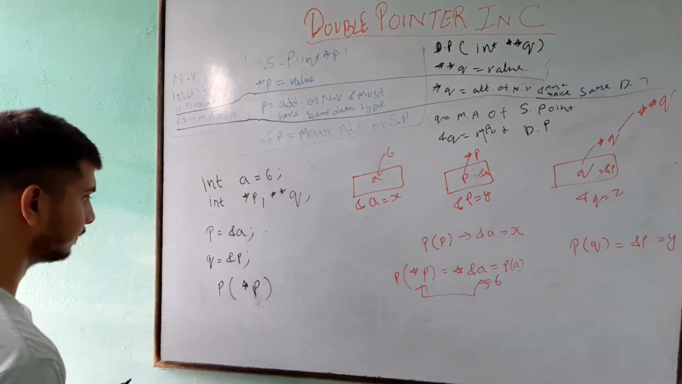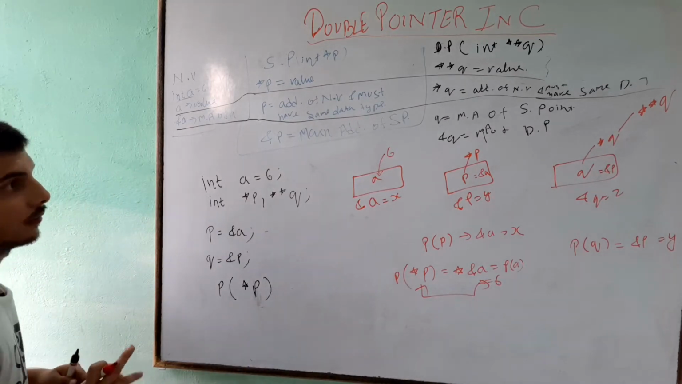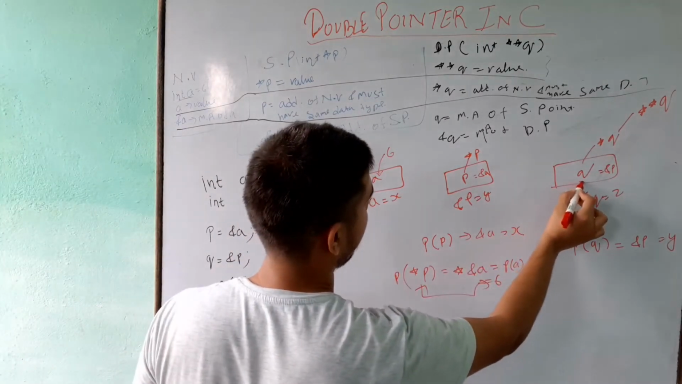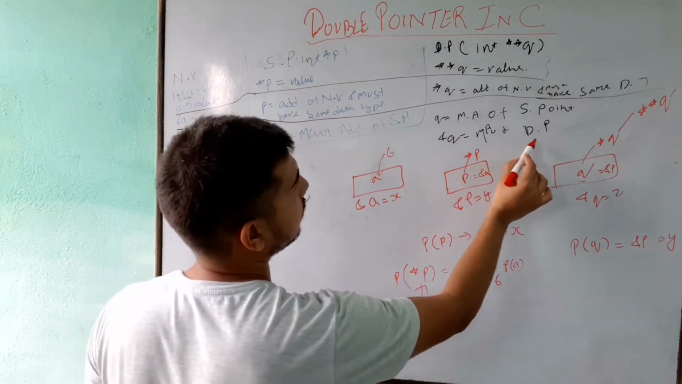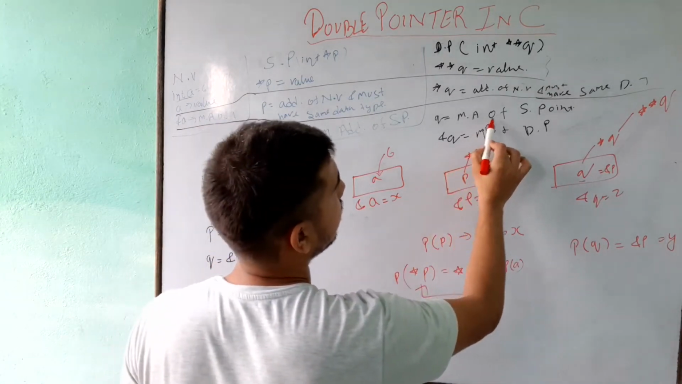Now what is this? This is an address, the main address of a double pointer, the main address of a single pointer.